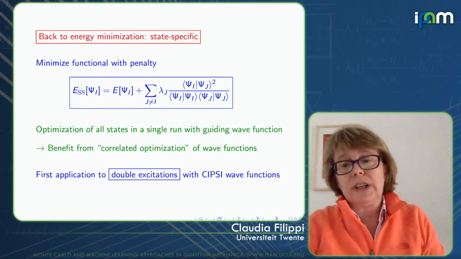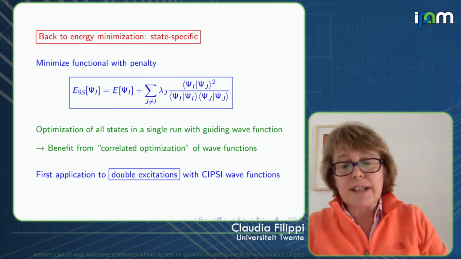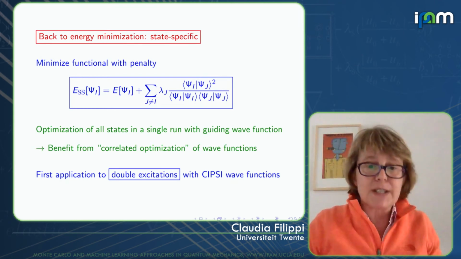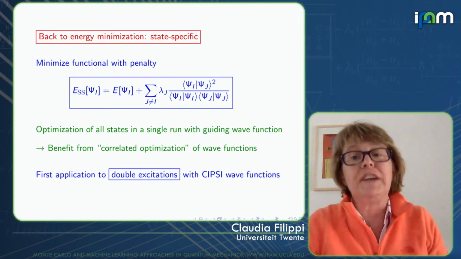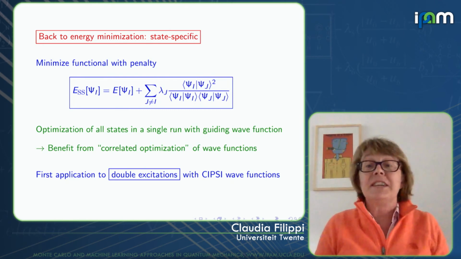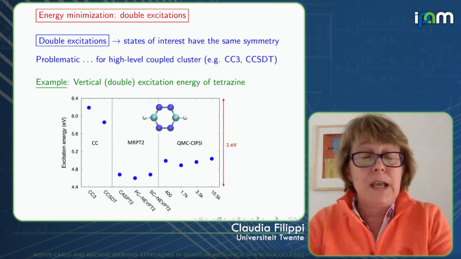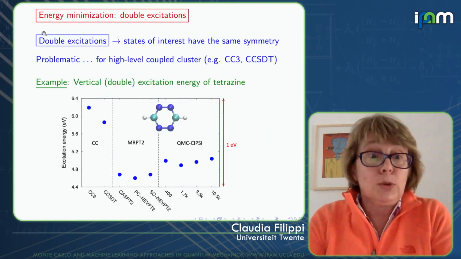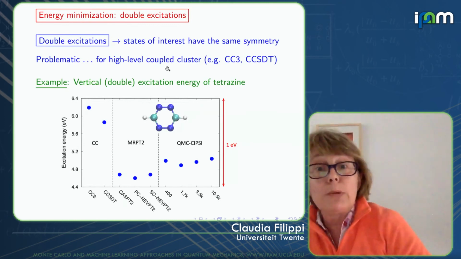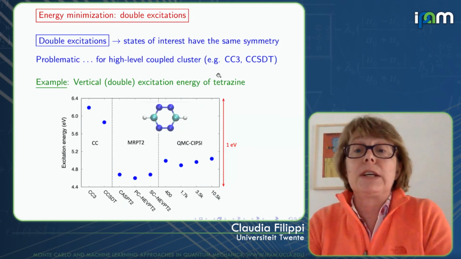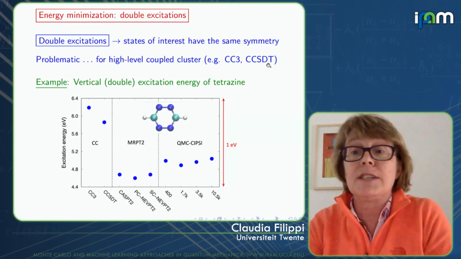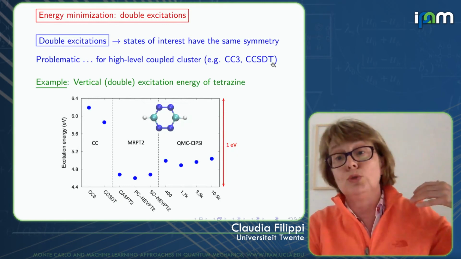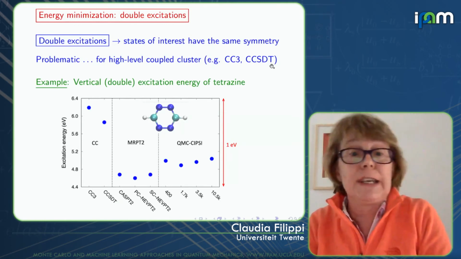We would like to show that we can do a different type of excitation, on a larger, or rather small, system, to give a feeling that QMC is indeed robust. So why do double excitations? These are very problematic for high-level coupled cluster, okay? So CC3, CCSDT wouldn't get them. You would need to go to quadruples to actually get them.